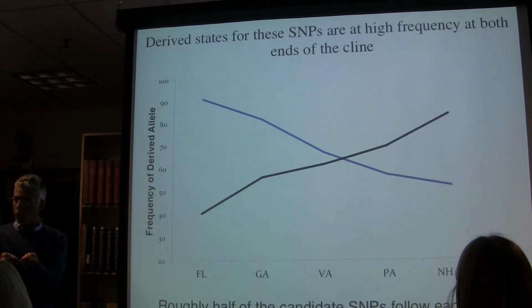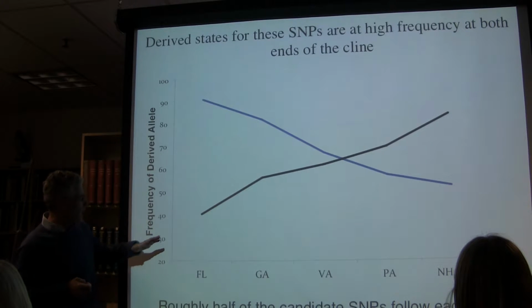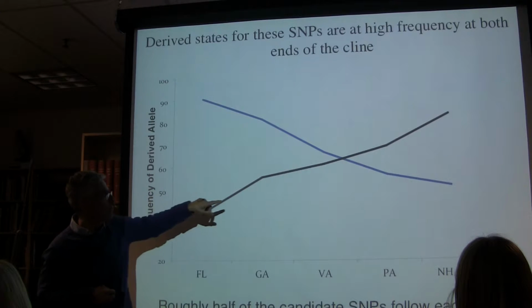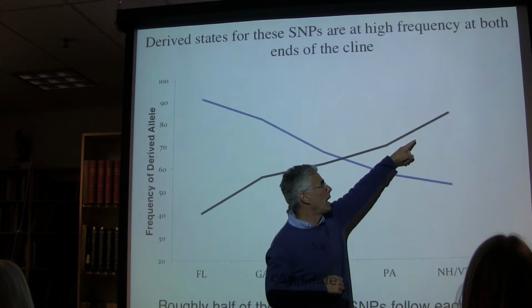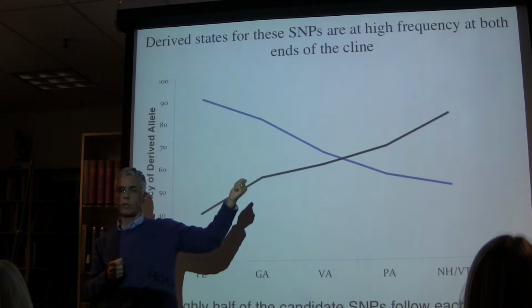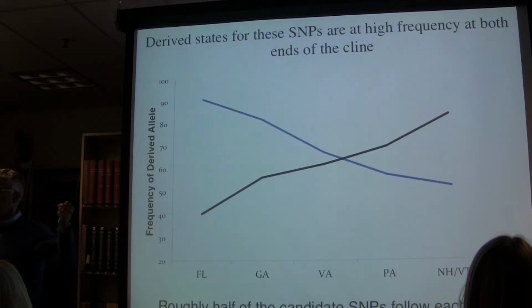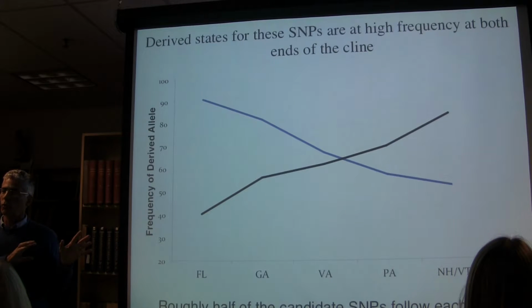If you polarize these SNPs using an outgroup and ask how the clines look, so where is the high frequency derived allele, you see that about half the SNPs go in one direction and half the SNPs go in the other direction. And one interpretation of this is that there's been adaptation not just to cold or not just to hot, but to both.